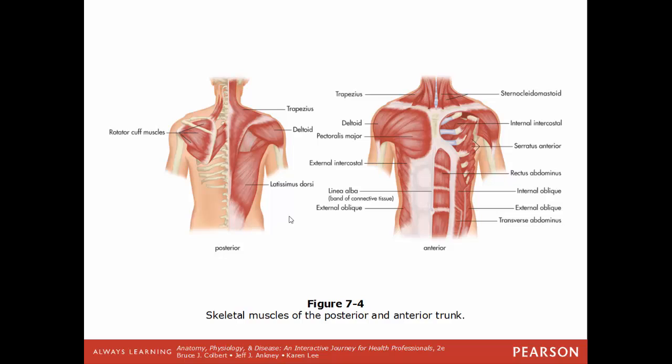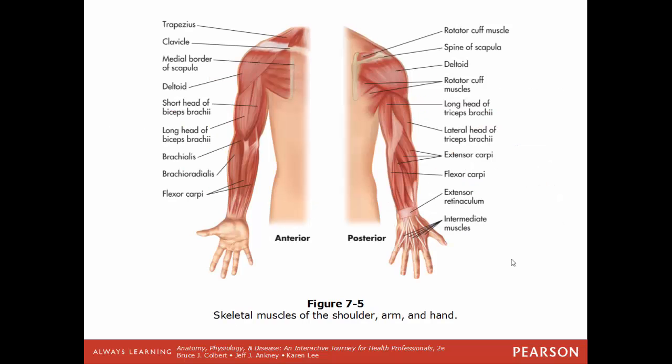Skeletal muscles of the trunk, both anteriorly and posteriorly. Deltoid here, shoulder would be, trapezius here. Pectoralis major here. Some skeletal muscles of the shoulder and arm and hand. Of course, the biceps brachii. Underneath that, the triceps here on the underside. The various extensors, flexors for the hands.